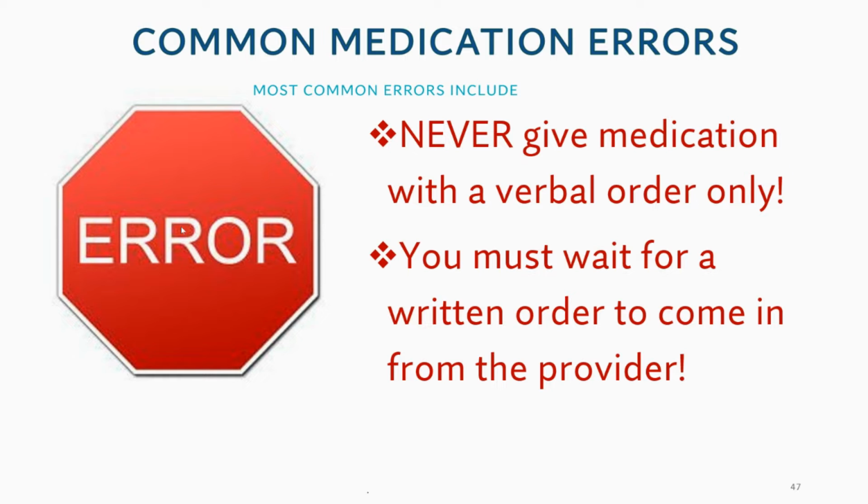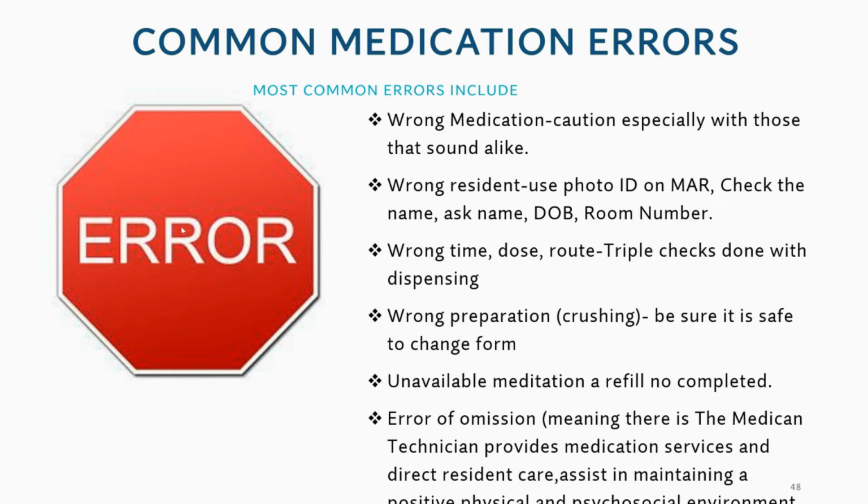Once the written order is received, then you can go back and, through your progress notes, document written order received, and update the medication order or CMAR or whatever. Okay, but we've got to wait for that order. Wrong medication, especially with those that have names that sound alike. There are a lot of medications, including a lot of medical diagnoses, that sound alike. So this is the other reason why we must wait for that written order.